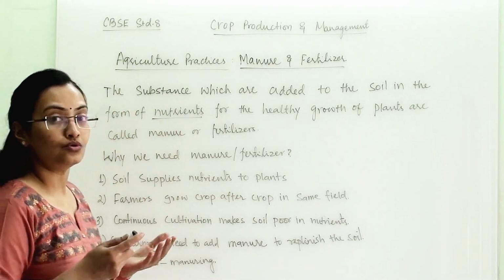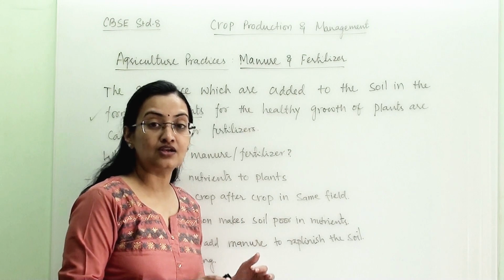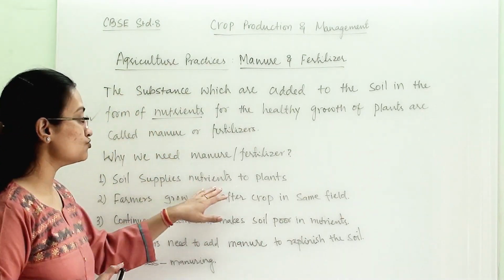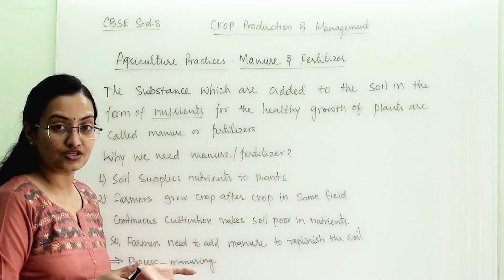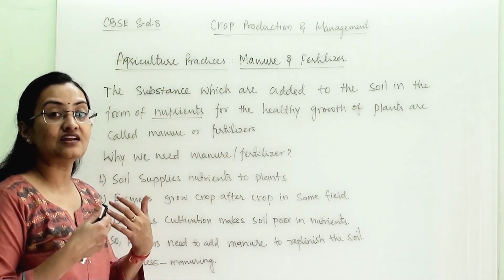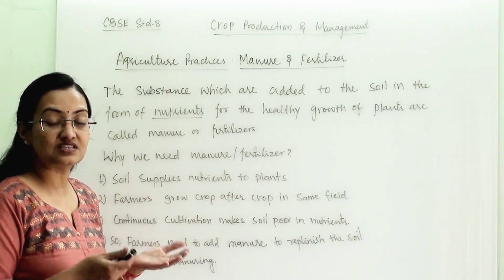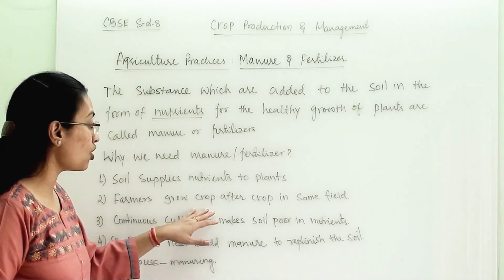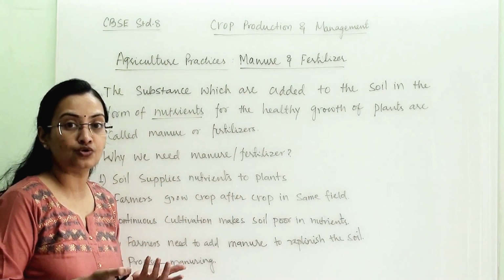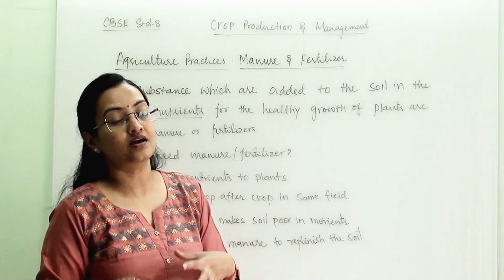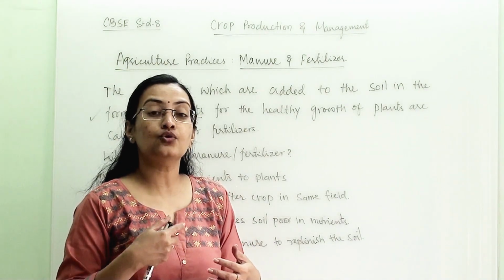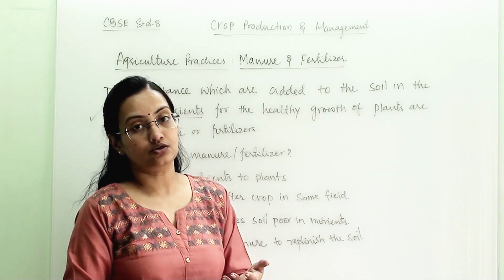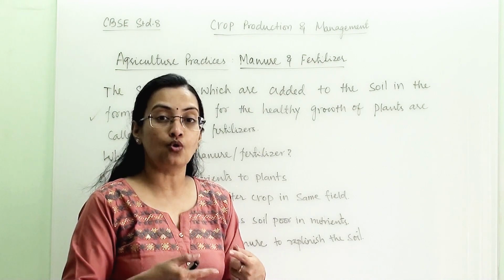Now why do we need to add manure and fertilizer to the soil? Soil supplies nutrients to the plant. They are very essential for the plants. If we give them enough nutrients, then only the plant will grow healthily. Farmers grow crop after crop in the same field. We know the Rabi crop and the Kharif crop. So farmers are growing crops in the same land, one crop after another, and this crop rotation will go on.